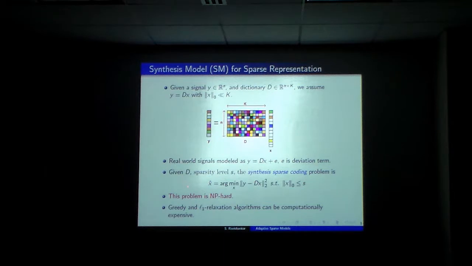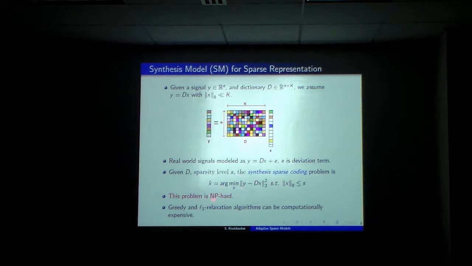You end up solving this problem shown over here, which is known as the synthesis sparse coding problem, which for people in signal processing is a very familiar problem. You essentially minimize the residual or the modeling error in the signal domain, which is the squared 2-norm of y minus Dx, subject to sparsity constraints on x. The 0 norm basically counts the number of non-zeros in x, for those who are not familiar. And this problem is unfortunately NP hard, or non-deterministic polynomial time hard. So it is a pretty hard problem.